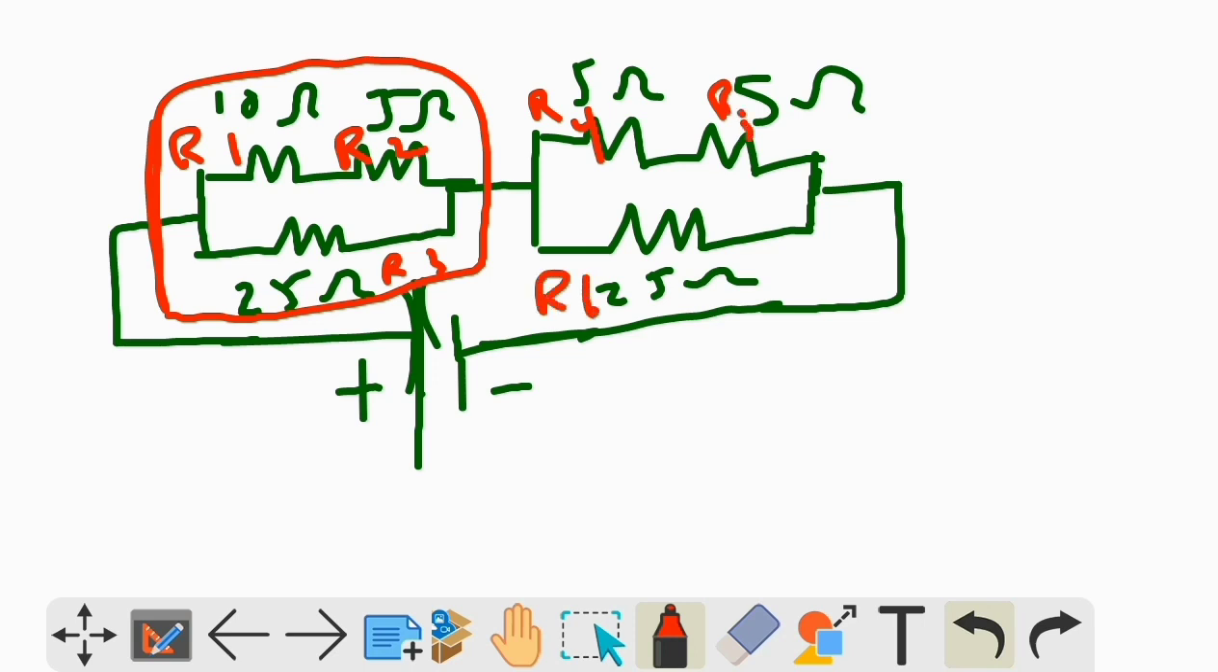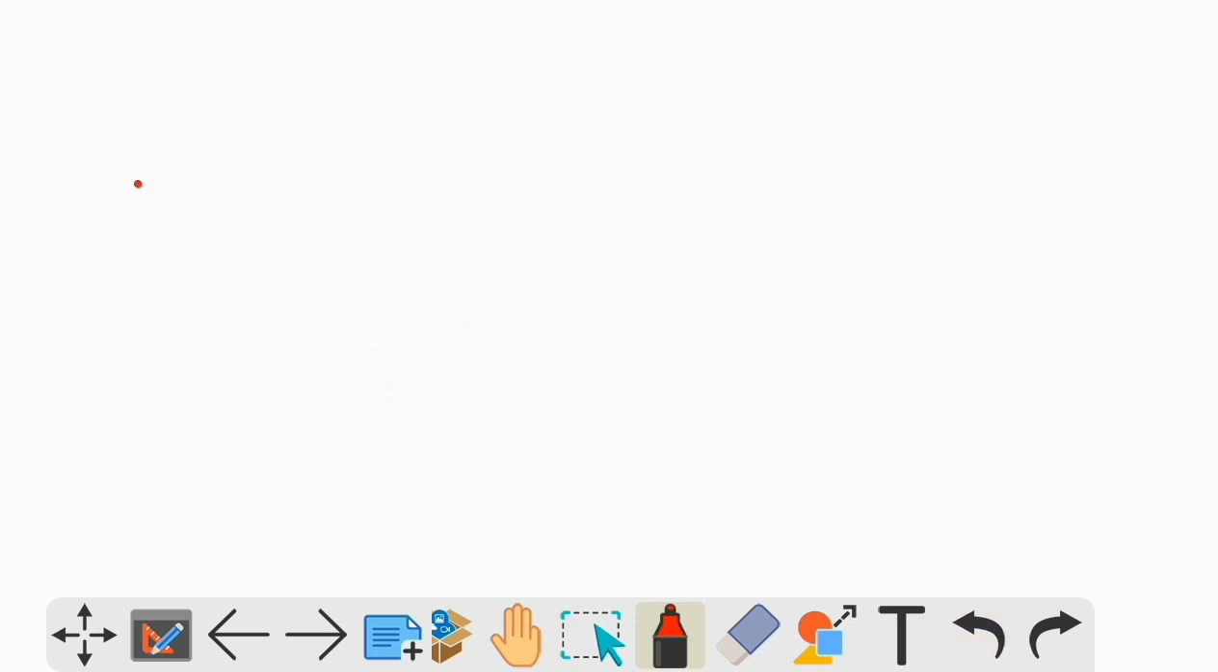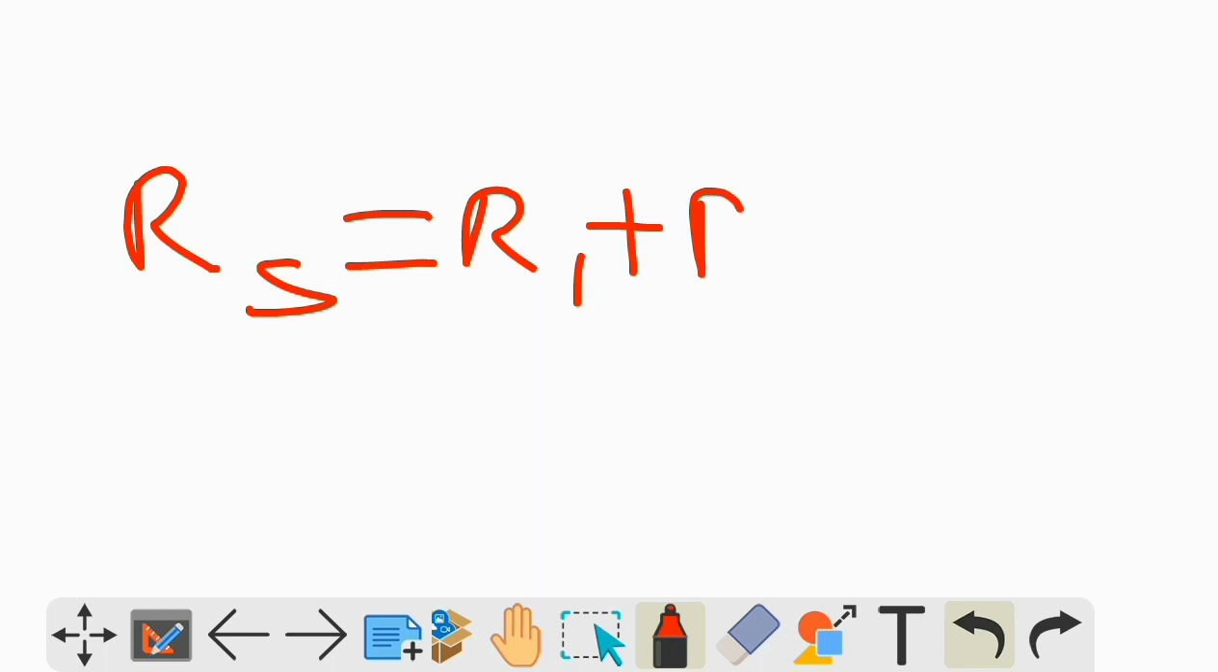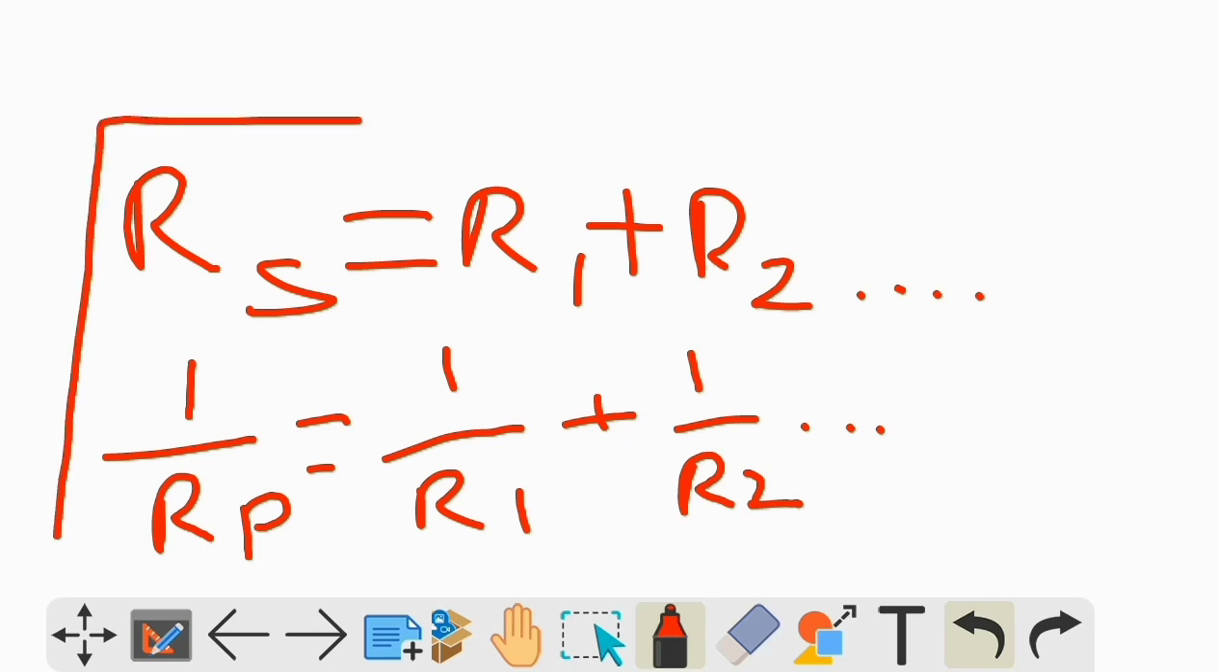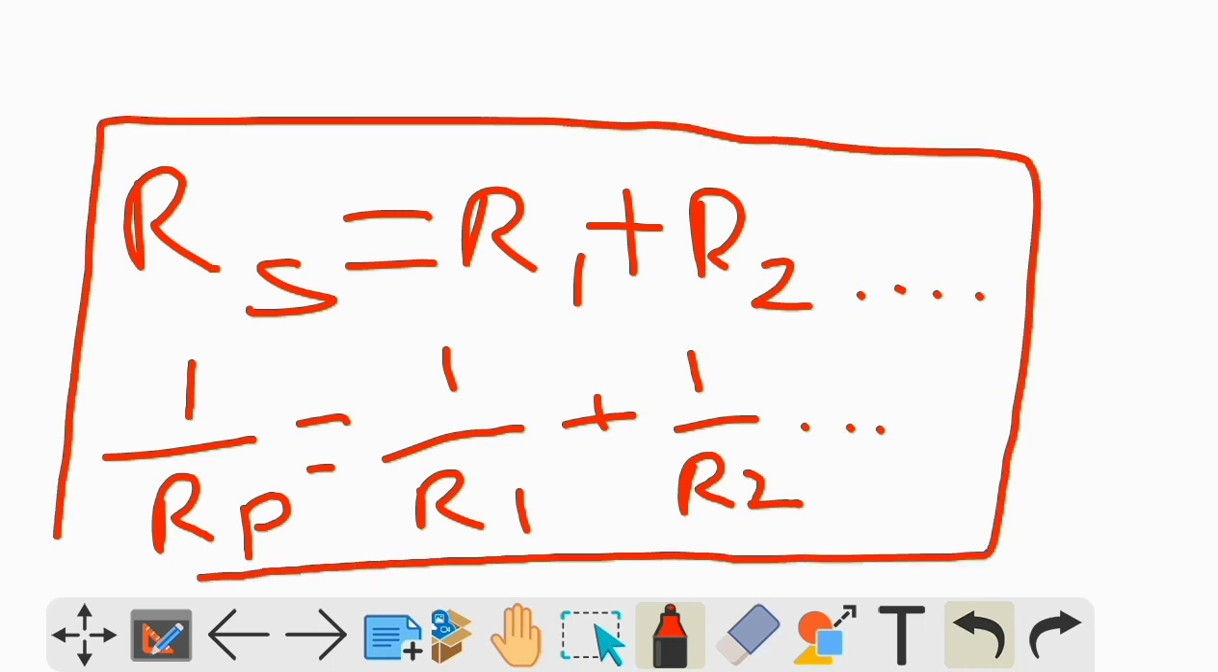So R1 and R2 are in series. When the resistances are in series, the formula is Rs is equal to R1 plus R2 and so on. However many resistances you have in series, you have to add them. If the resistances are connected in parallel, then 1 by Rp equals 1 by R1 plus 1 by R2 and so on. Understood? These are the two formulae you have to learn before doing the numericals on resistances.